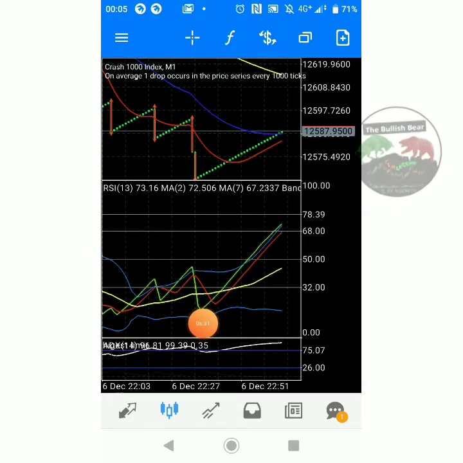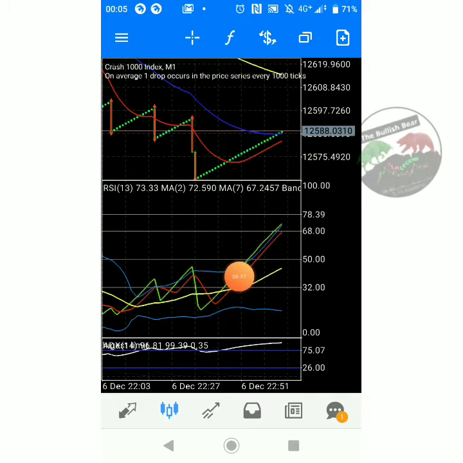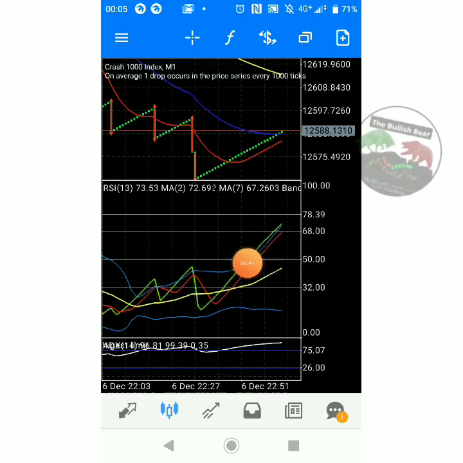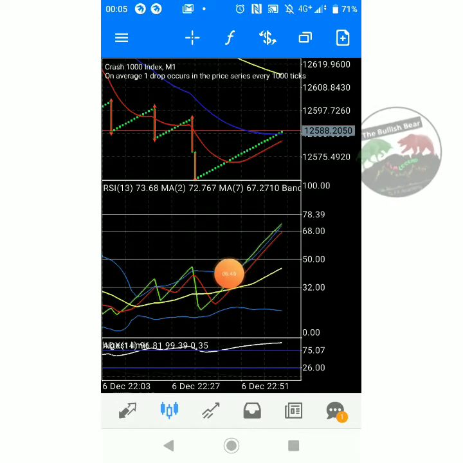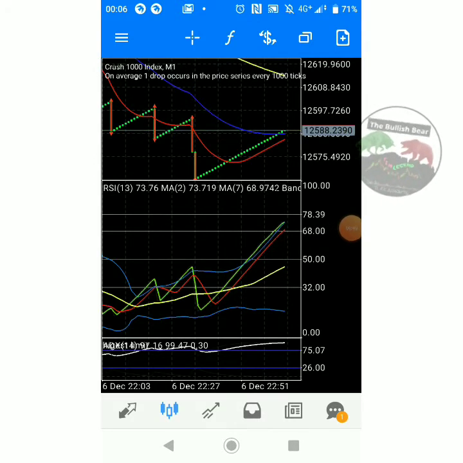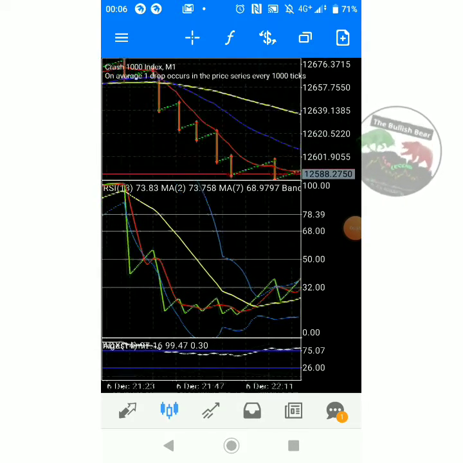All right, and it is beginning to go and cross over the red and the yellow line and gets into this level. Before you open a buy, that's when you know it's going to be a long trade. Okay, so it's going to be a long trade. That's number one confirmation.